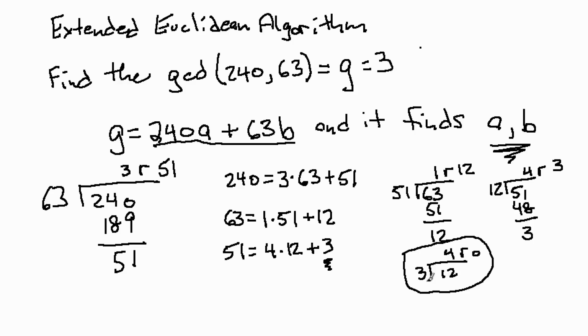Okay? Once I do one of these divisions and I get a remainder of 0, the divisor there is clearly the GCD. So now we have the question, how do I find A and B? And the answer here is that I basically work backwards. This last statement here tells me that 3 is equal to 51 minus 4 times 12.